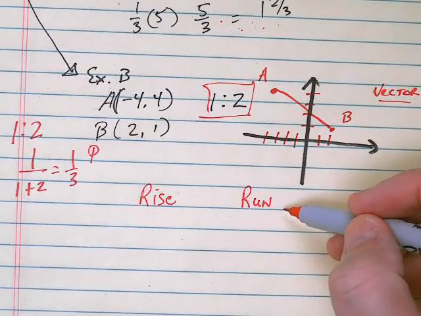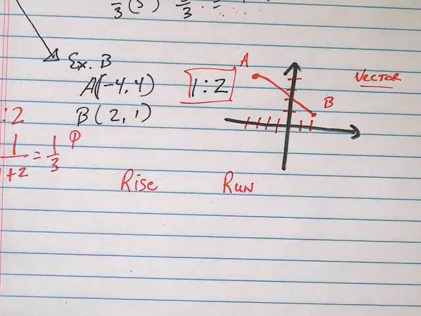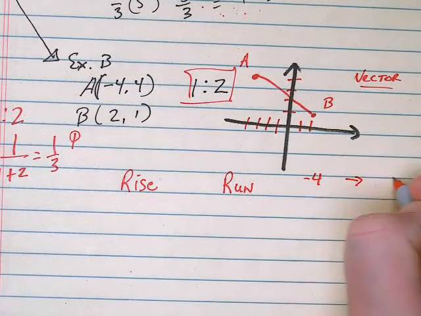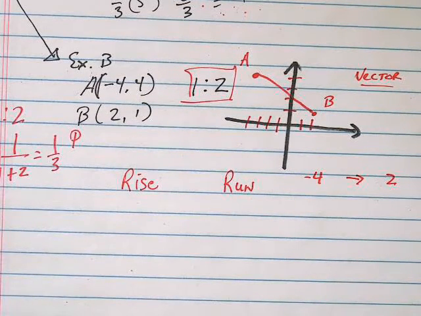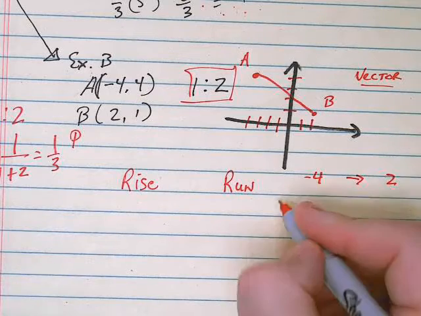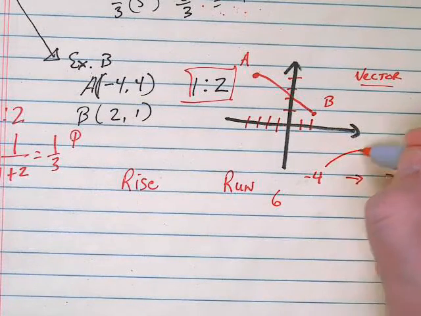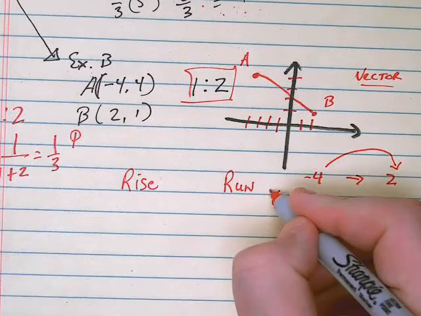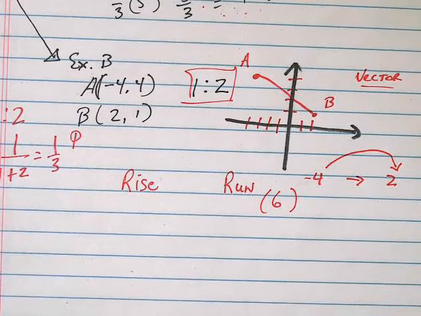Now the run is how far it's going horizontally. The rise is how far it's going up and down. Run horizontally, rise vertically. So just look at this. If I'm comparing -4 to 2, how far away are those two numbers? 6 units. Now, if I'm going in the direction from -4 to +2, is it +6 or -6? It's +6. Maddie, does that make sense? Nod your head if you get that.